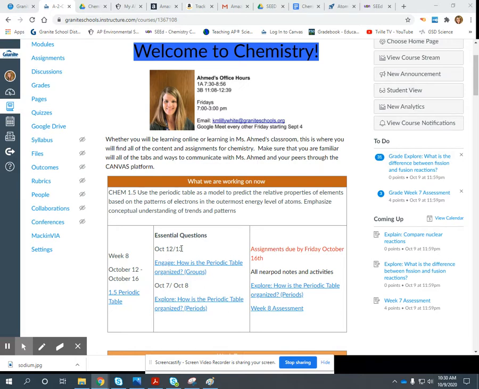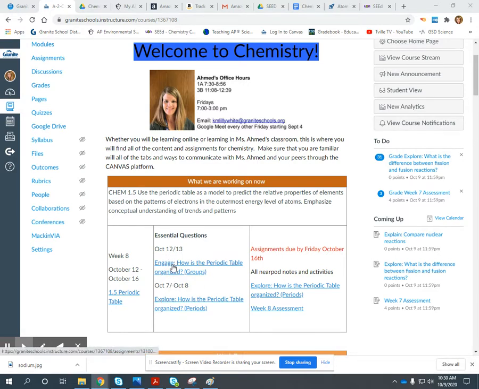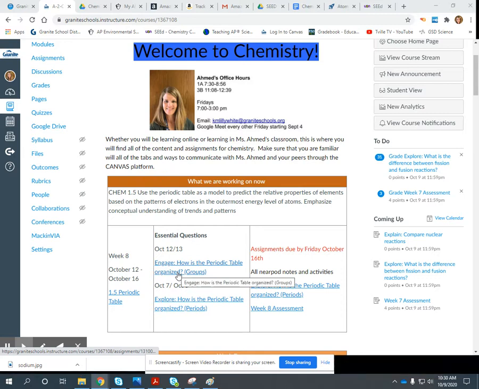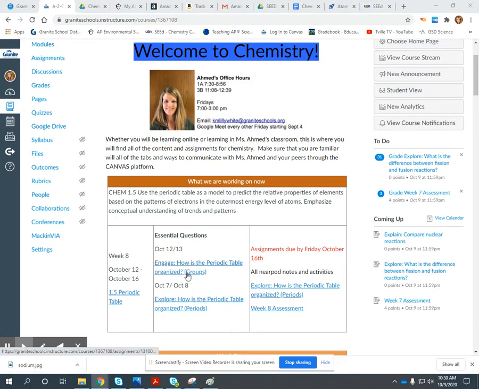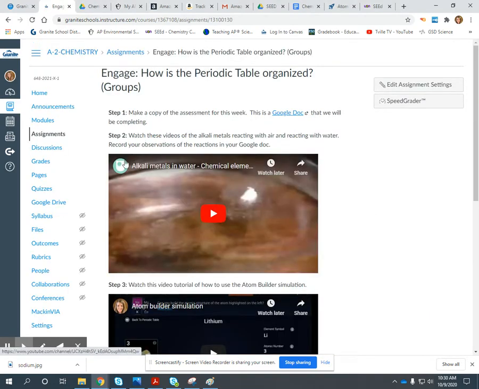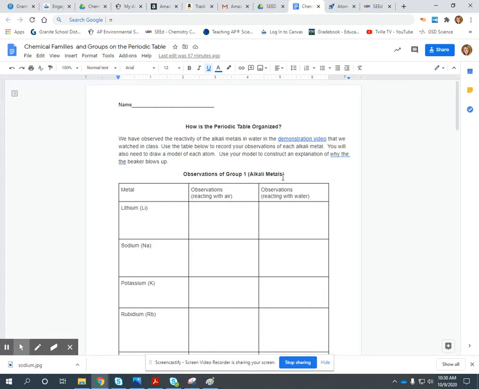On Monday and Tuesday, October 12th and 13th, this is our essential question. How is the periodic table organized? And we're going to be focused specifically on groups. So let's look at this lesson. Step 1 says to make a copy of the assessment for this week. So if you click on this link, it will open up to this Google document.